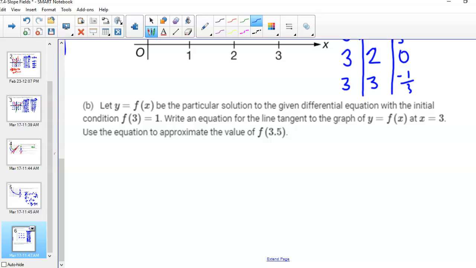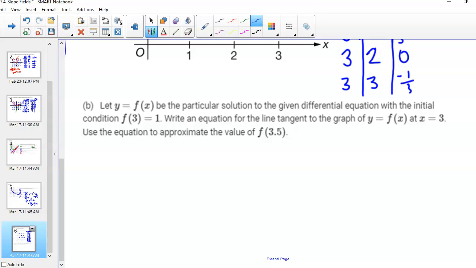Now, the second part of this question is going to ask you for a tangent line. It says, let y equals f of x be the particular solution to the given differential equation with the initial condition f of 3 equals 1. Write an equation for the tangent line to the graph of y equals f of x at x equals 3. Use the equation to approximate the value of f of 3.5.